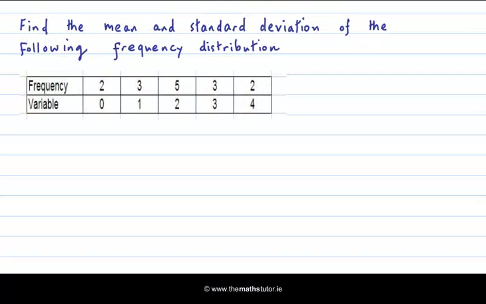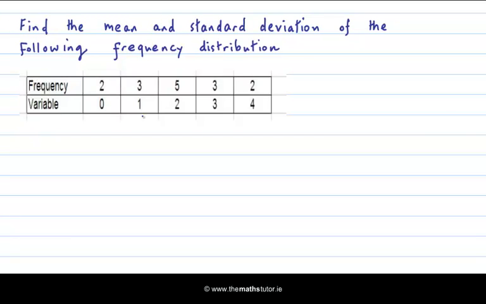Hi there. In this video I'm going to show you how to find the mean and standard deviation of a frequency distribution. We see here a frequency table and there are 5 variables ranging from 0 up to 4. So these are discrete variables. The variables take on discrete numbers, whole numbers. And there is a frequency attached to each one. So the variable 0 occurs twice, the variable 1 occurs 3 times, and so on.